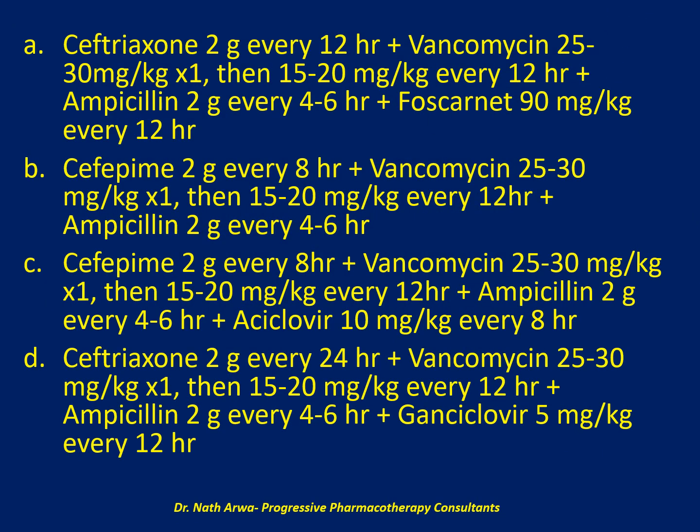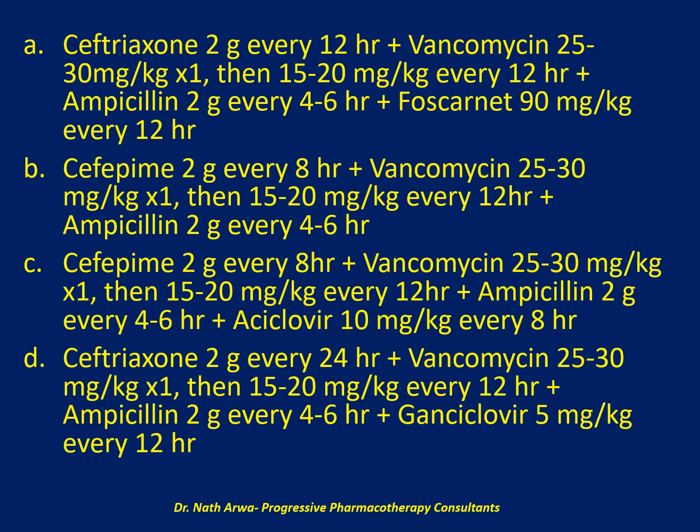Would it be A, 2 grams of ceftriaxone BD plus vancomycin at a dose of 25 to 30 milligrams per kilo times 1 as a start dose, followed by 15 to 20 milligrams per kilo BD, plus ampicillin at a dose of 2 grams infused every 4 to 6 hours, plus foscarnet dosed at 90 milligrams per kilo twice daily?